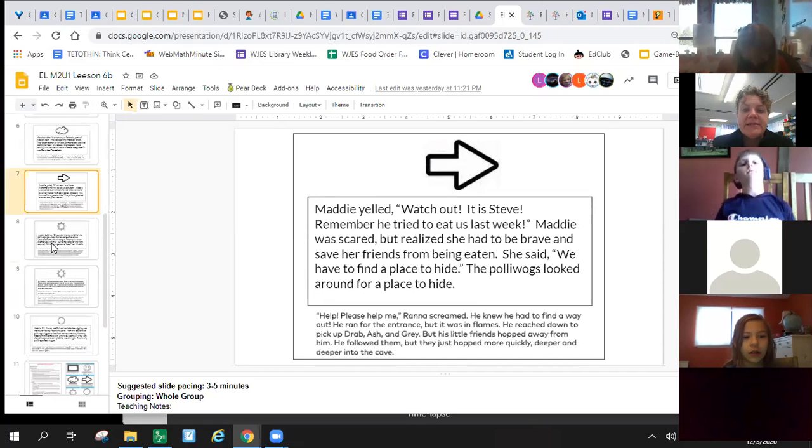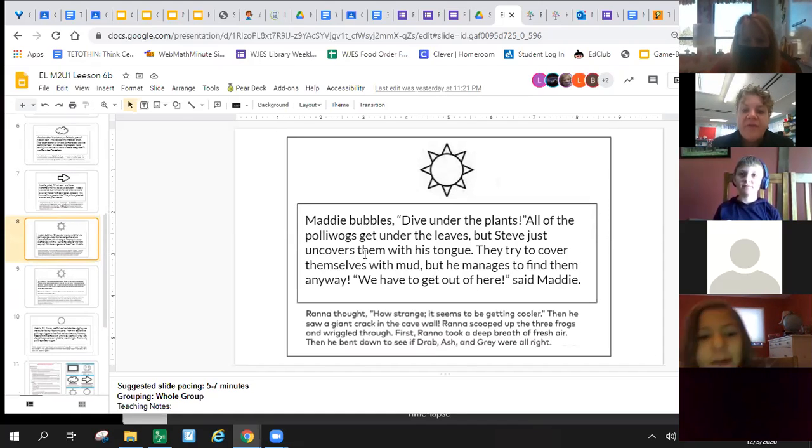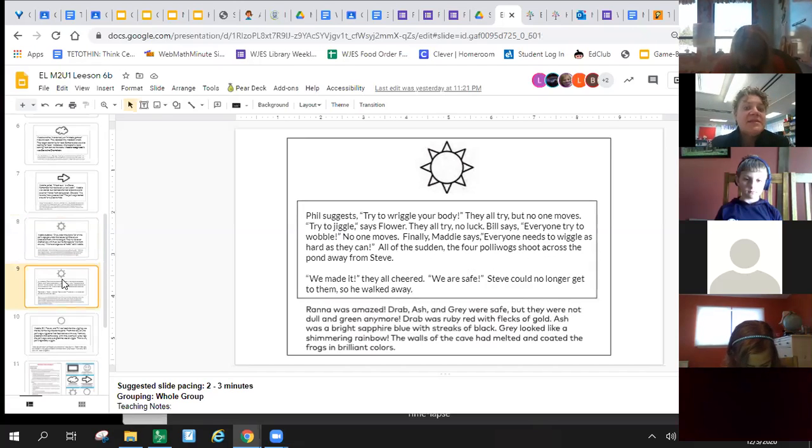Dun, dun, dun. But we have two of our suns. The sun represents our solution. And so in the first sun, we have a section here where we are using what are the variety of ways that they tried to solve the problem. Maddie bubbles, "Dive under the plants." All of the pollywogs get under the leaves, but Steve just uncovers them with his tongue. They try to cover themselves with mud, but he manages to find them anyway. "We have to get out of here," said Maddie. So they're trying to solve the problem, but the second one has where they really manage to solve their problem.